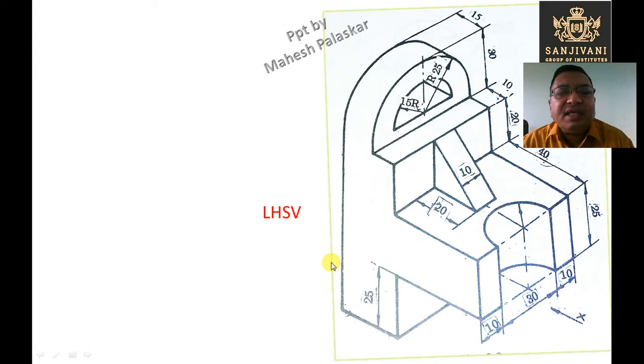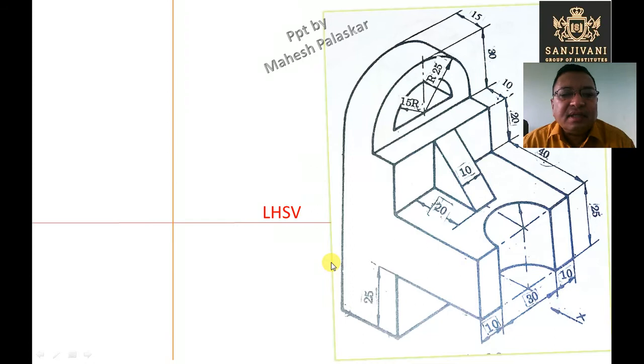We start with the XY line. So this is the XY line. Now we draw the X1 Y1 line. Next is the 45 degrees inclined line. So here we are going to draw the front view, here left hand side view, here top view, and here the 45 degrees inclined line.